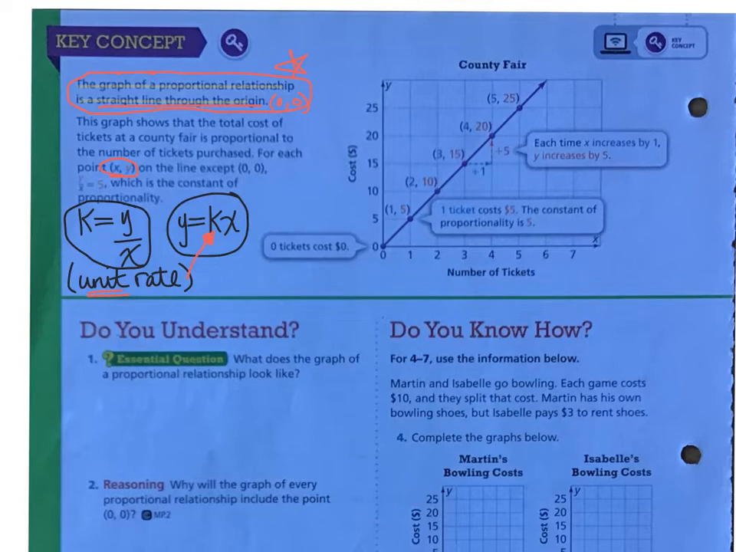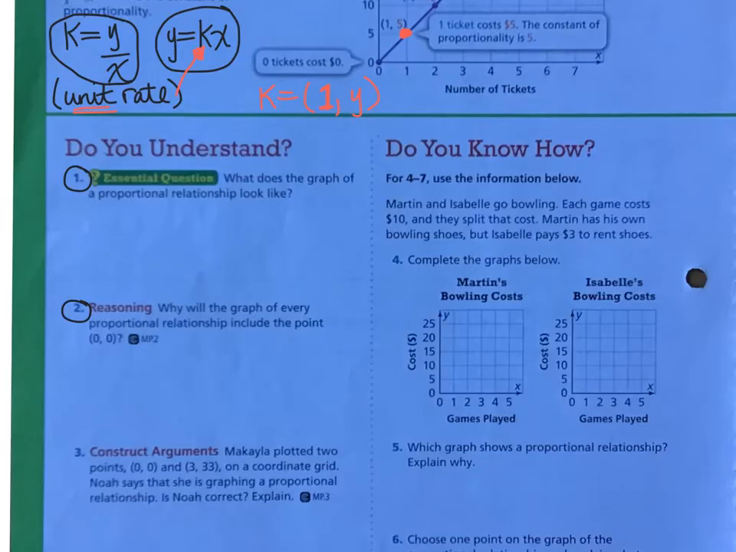Also, don't forget that the constant of proportionality is the point, in this case, on the graph at (1, 5). In other words, that k number is going to be equal to the point (1, y). So wherever that point is on the graph where x is 1, that's your constant of proportionality point on your graph. Use the key concept information to answer questions 1 and 2. Then come back and check your answers when you're finished.